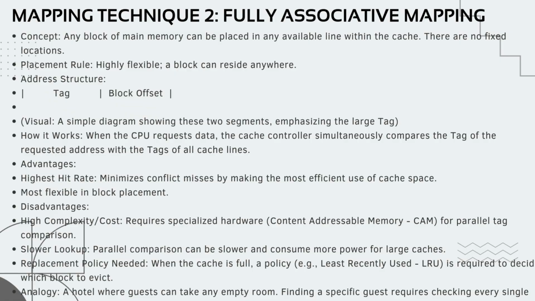There's no index field because a block can go anywhere. So how does it work? When the CPU requests data, the cache controller has to simultaneously compare the tag of the requested address with the tags of all cache lines. If a match is found, boom, it's a hit.